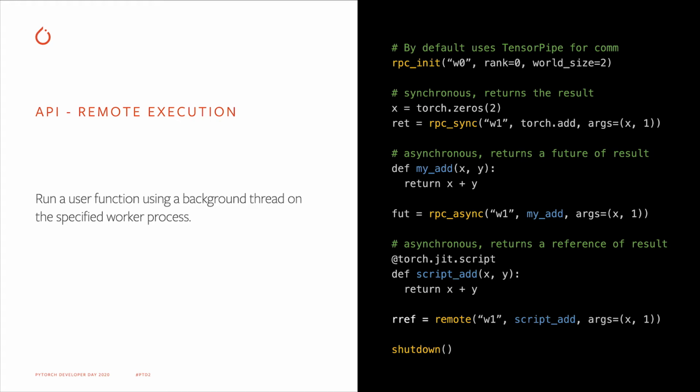The code in this slide shows how to pass different types of callables to RPC APIs. It can be PyTorch built-in operators, it can be user Python functions, it can also be script functions. If performance is a concern, please use script functions, as there won't be contention on the global interpreter lock, meaning that different RPCs can run concurrently on the callee.